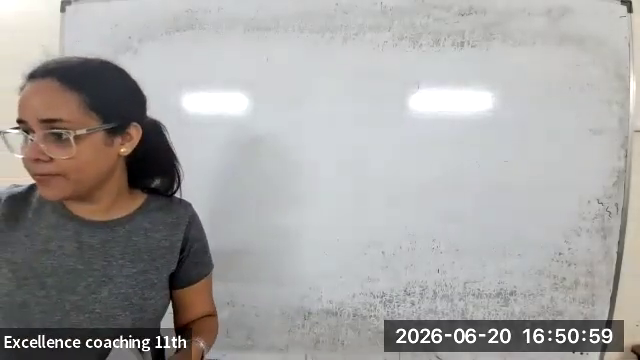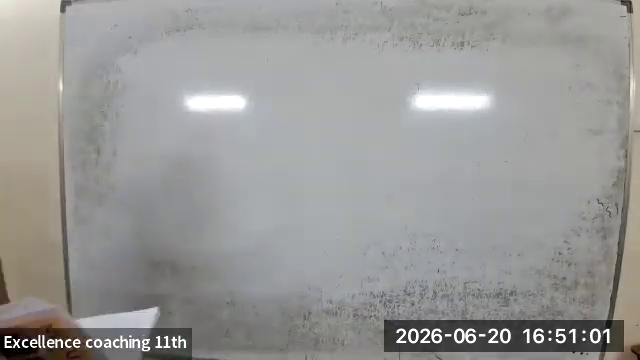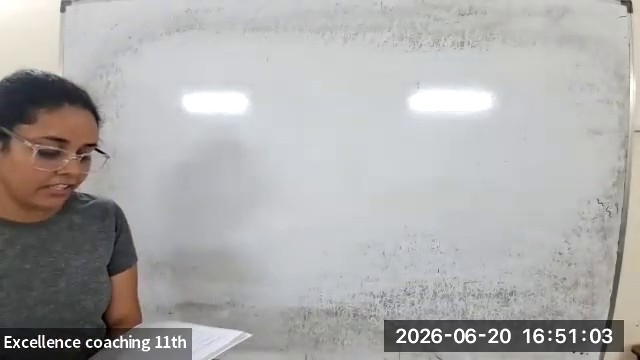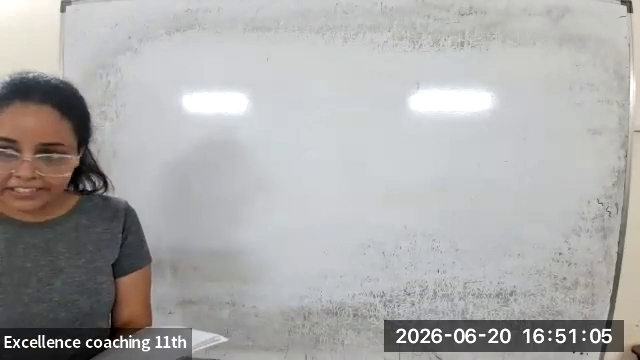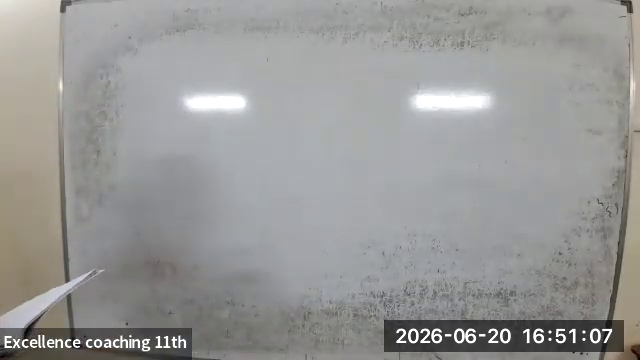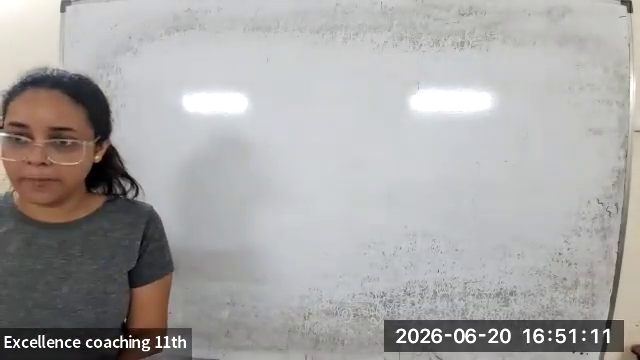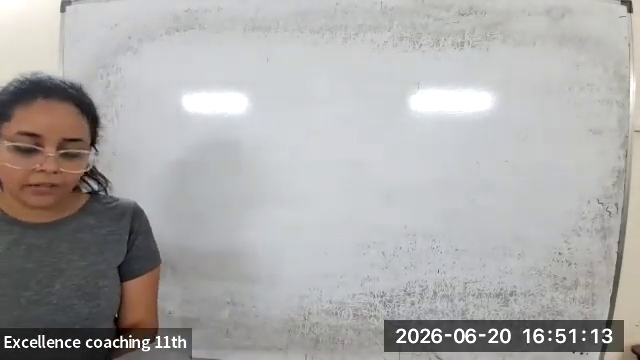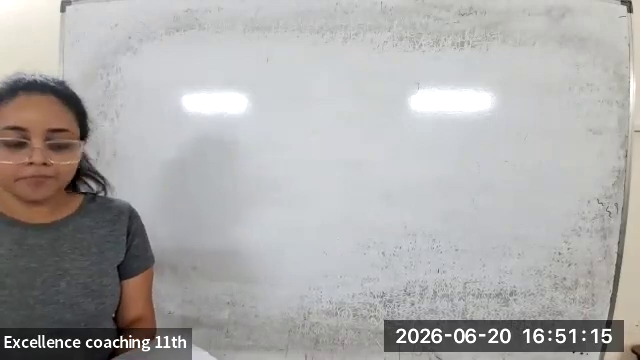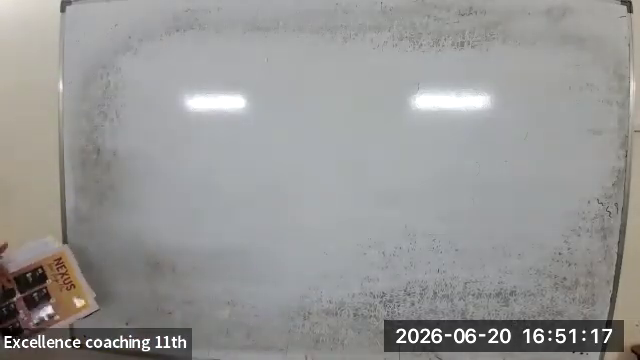Any doubt? Okay. So the question says the density of a 3 molarity solution of NaCl is 1.25 grams per ml. And we are told to calculate the molality. Okay. So how will we do this problem?